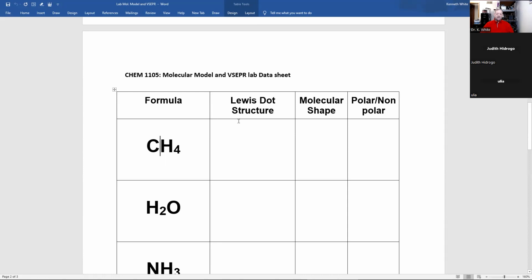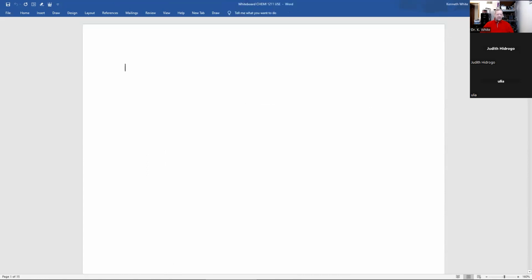Well, what's the Lewis dot structure? We went through this, and I'll do this one for you so you can see what you have to do for this lab. But first, I have to open up my periodic table.